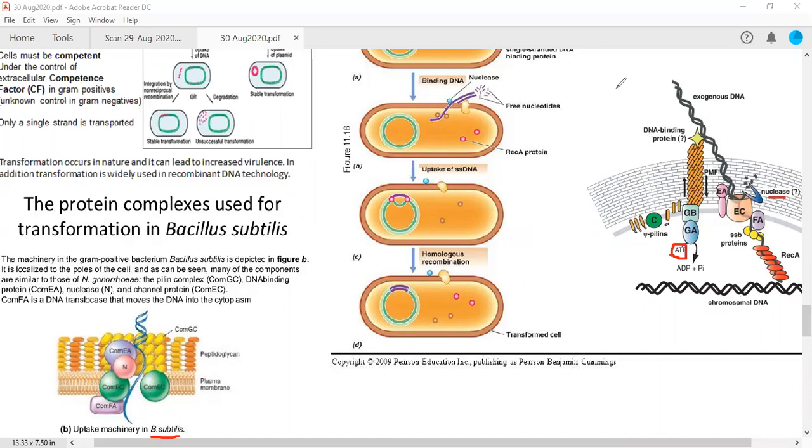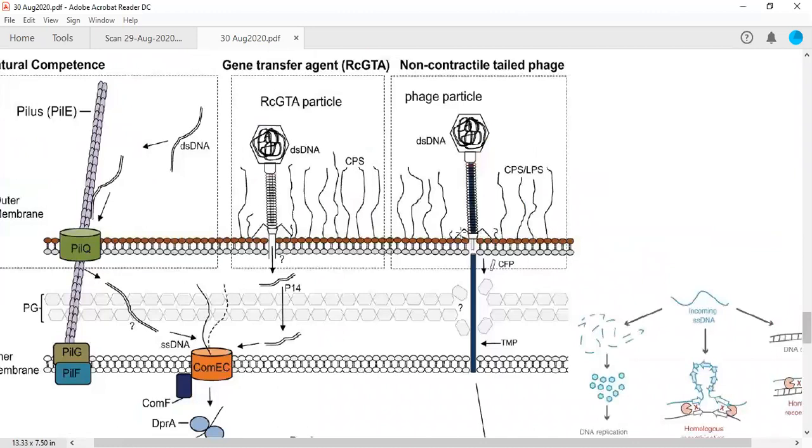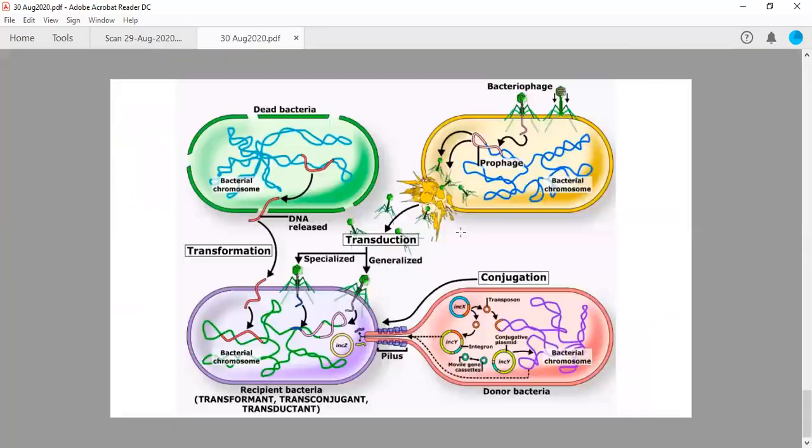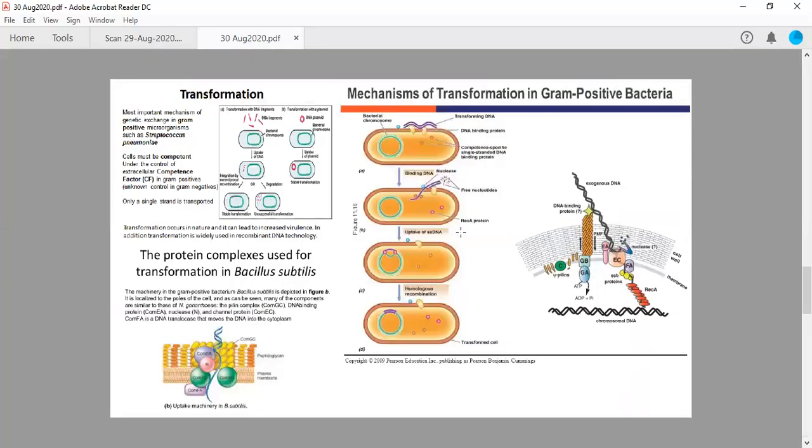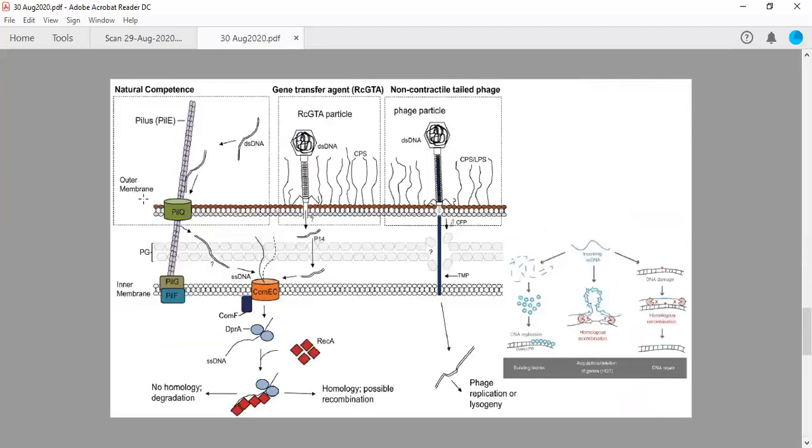Now, what is the difference? How is it different in gram-negative bacteria? In gram-negative bacteria, as you will see in the next slide, there is an outer membrane along with the inner membrane, that is the plasma membrane and peptidoglycan cell wall. They also have an outer membrane, which has a pilus, and the pilus is made up of proteins, for example pilin protein.